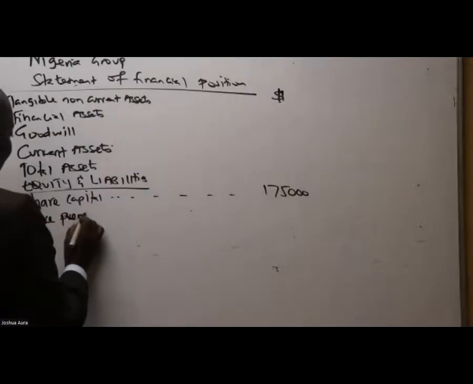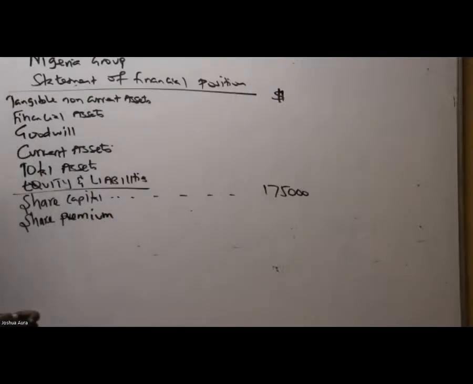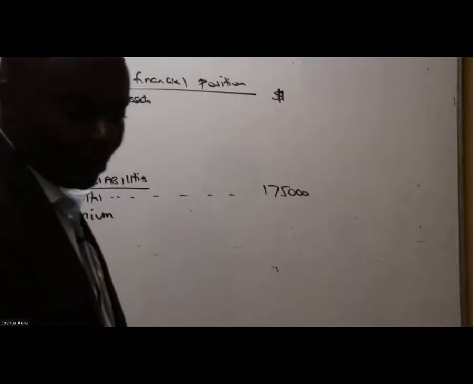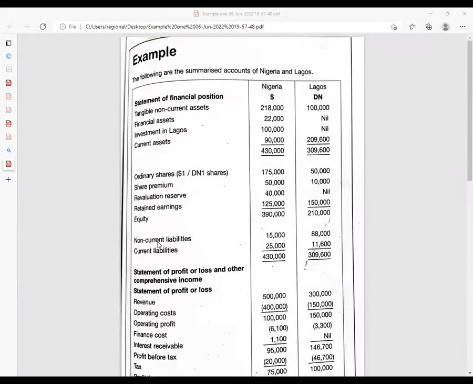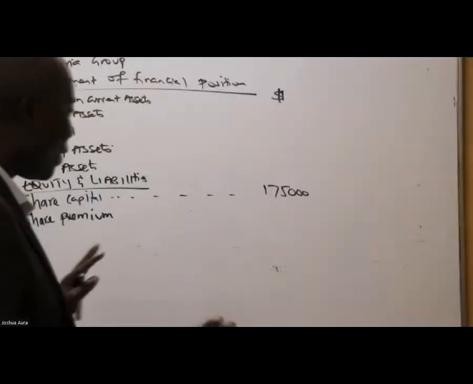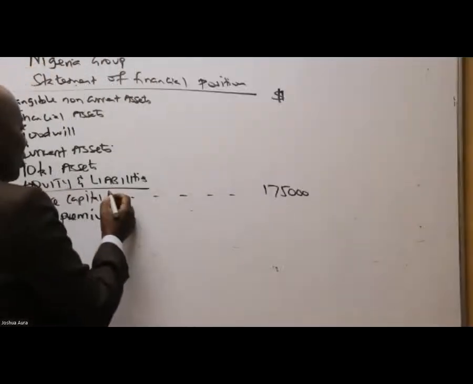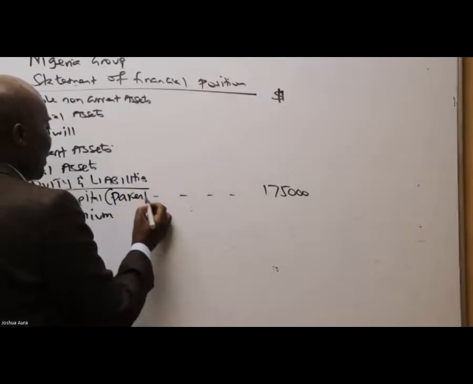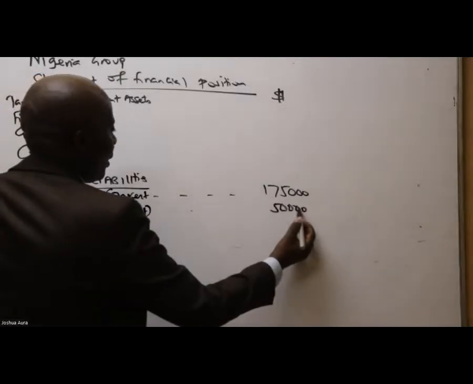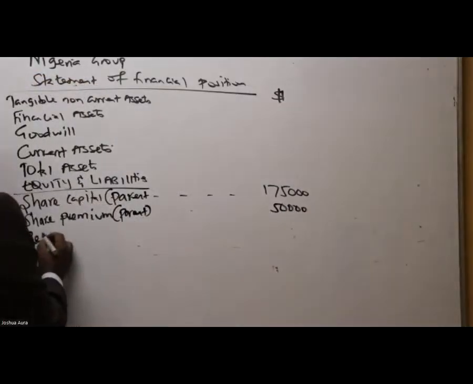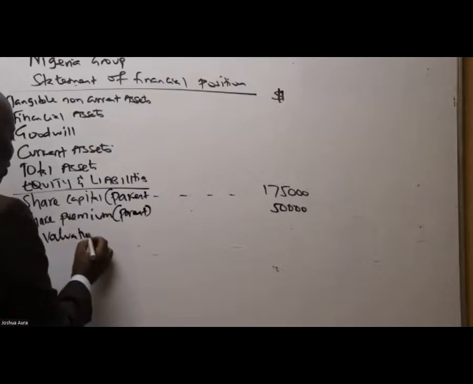Share premium. So what do I have here for share premium? The same. You pick the one of the parent. These are the free marks I'm talking about. So share premium, 50,000. I'll pick it the way it is. The parent only. If I were you, I would have written here parent. Free marks really, 50,000. Now, revaluation reserve.